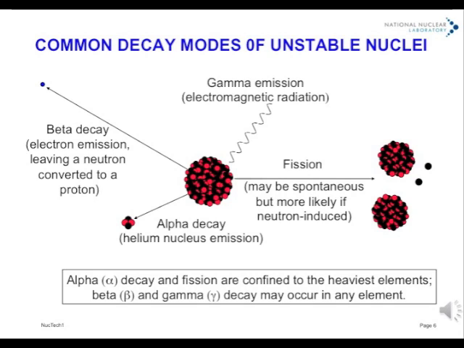The most extremely heavy elements, effectively only uranium in the natural range, can undergo fission, in which the nucleus splits into two massive parts and a few free neutrons. This may occur spontaneously, but is very much more probable after the impact of a neutron.